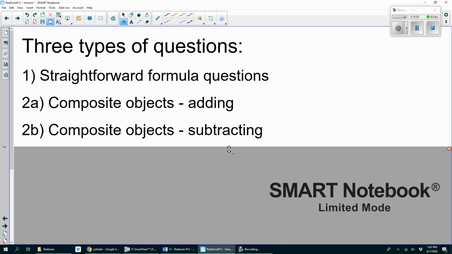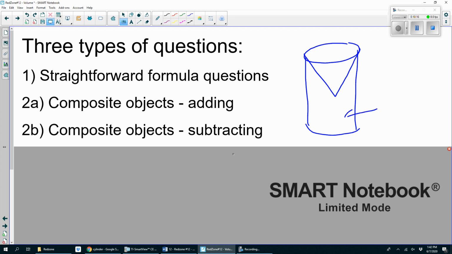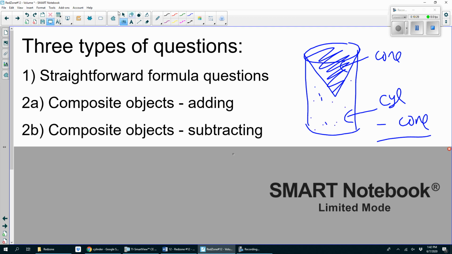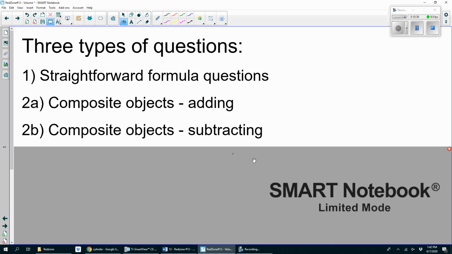The third type of question is when you have a composite object that's missing a piece. So for example, I might have a cylinder, and maybe they cut out a cone from the top of it. So then I need to find the volume of the cylinder, I need to find the volume of the cone, but then I need to subtract it because they're taking away the cone. So we only want this part. So whenever you get to a shape where they're cutting out an object or removing an object, you have to use subtraction.